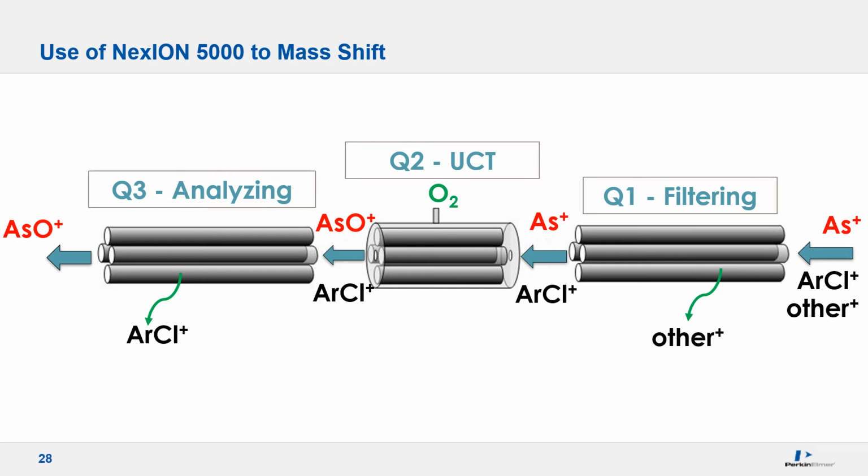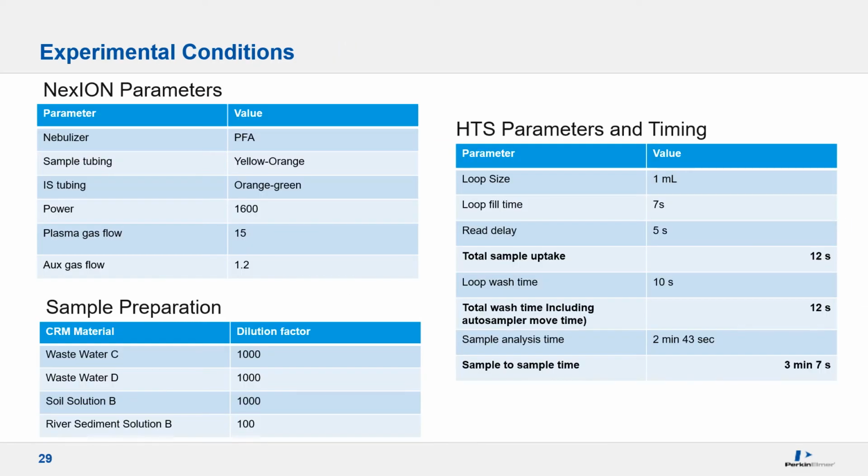In the following example, we will use both KED and oxygen modes, or helium and oxygen modes, to be able to remove interferences as well as keeping speed of the instrument. On this slide, we can see the parameters for the NexION 5000, along with our sample preparation, where we've had a higher dilution factor than we did for the Avio samples, and our HTS parameters and timing.